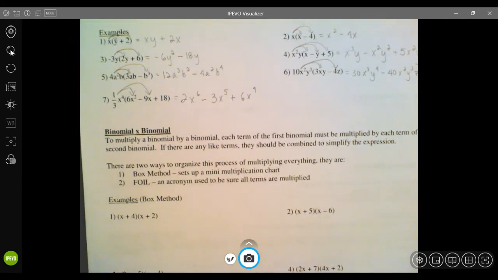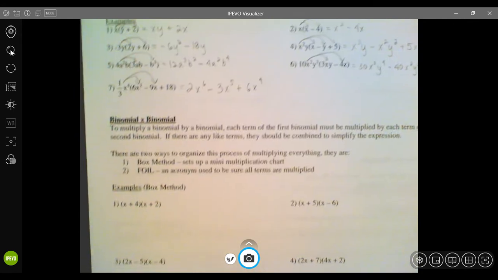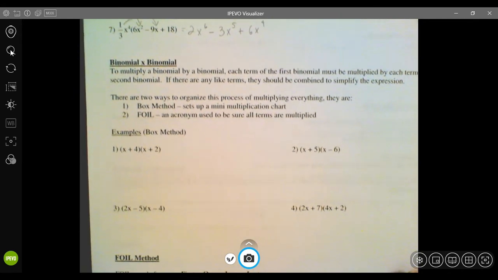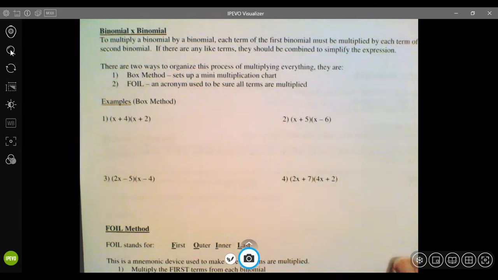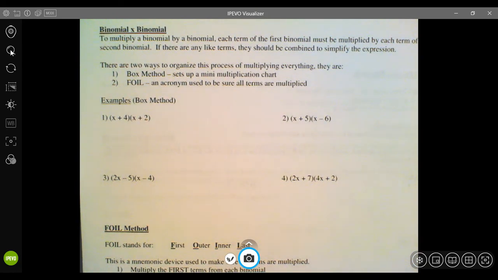Now what I want to do is multiply more than just a monomial, and I'm going to start with a binomial. There are a couple of ways to do this. One way is to use the box method. We call it the box method. It's not a physical box, it's really a square, but the term Punnett square has already been taken by your genetics teachers.